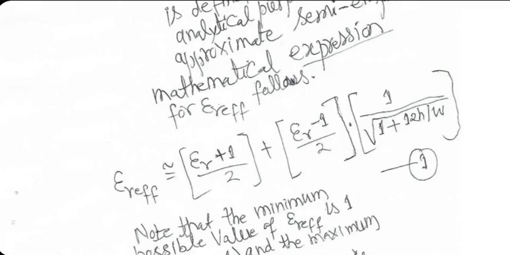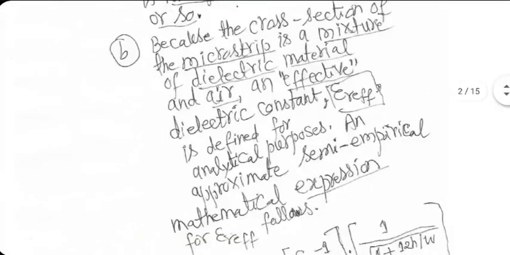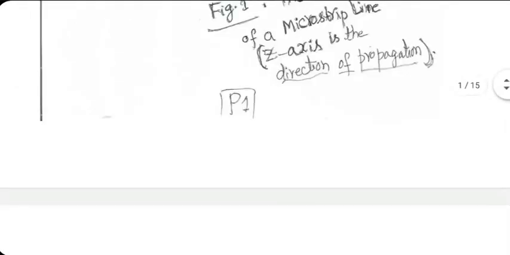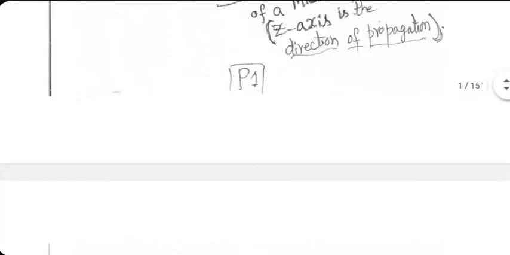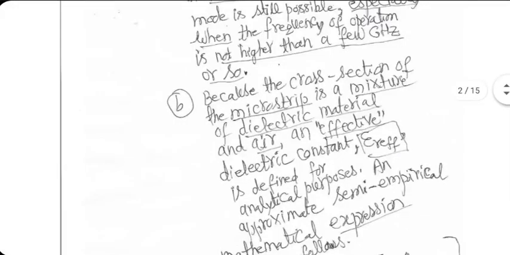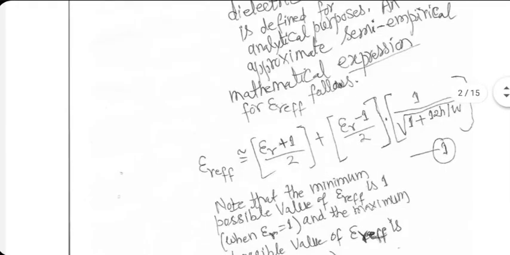One very important thing to notice is that the value of epsilon r effective can never exceed epsilon r, and it can never go below 1, because in the cross section you have got air and dielectric combined. So the minimum possible value when epsilon r is 1 will be 1 for epsilon r effective as well, and the maximum possible value for epsilon r effective will be epsilon r. You can see that in this formula.